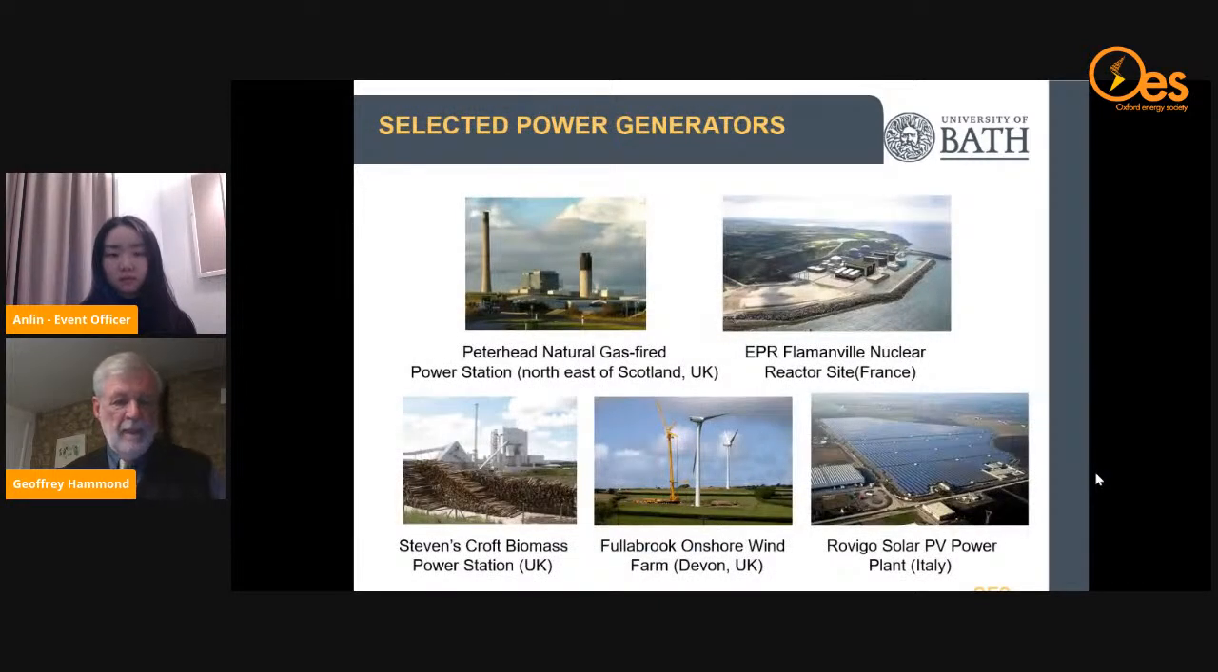Next slide, please. Now, just an indication of what the centralized power systems that you might be using, and increasingly using, going into the future. In the top left-hand side, you've got a natural gas-fired power station. To its right, you've got the Flamanville nuclear power station. This is the model for the power station that's being built at Hinkley Point in Somerset, the new nuclear power station in the UK. Then on the bottom left-hand side, you've got a biomass power station, then an onshore wind farm, and then you've got a large solar power system from Italy.